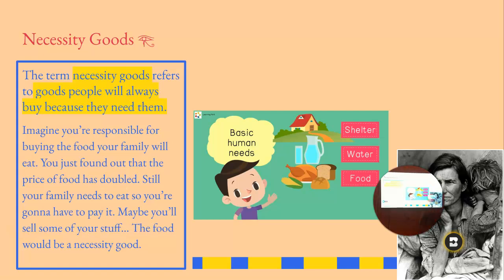All right. So the term necessity goods refers to things that people will always buy because you need them. These are things like food, shelter, water, clothing.